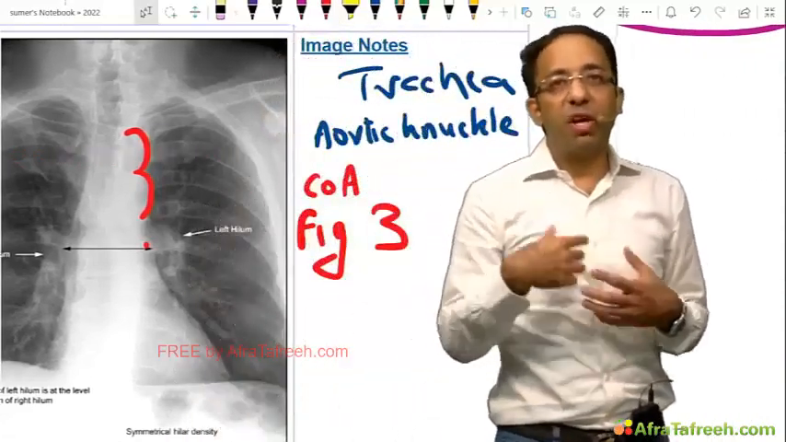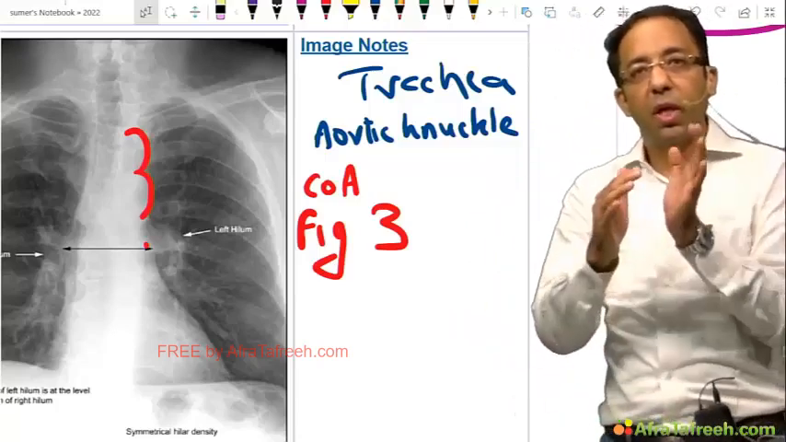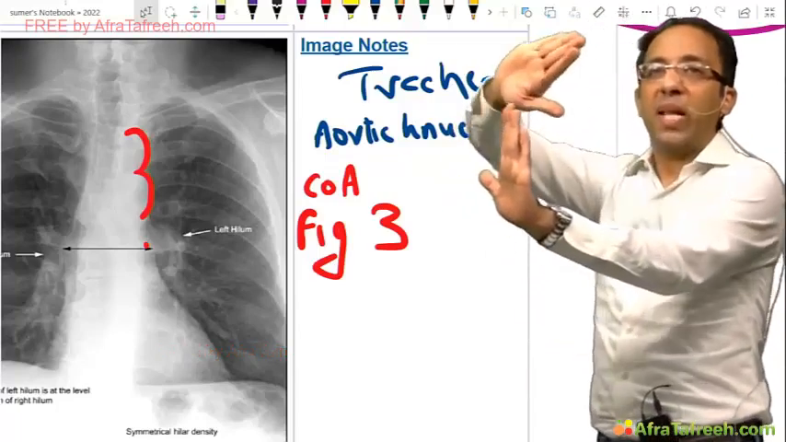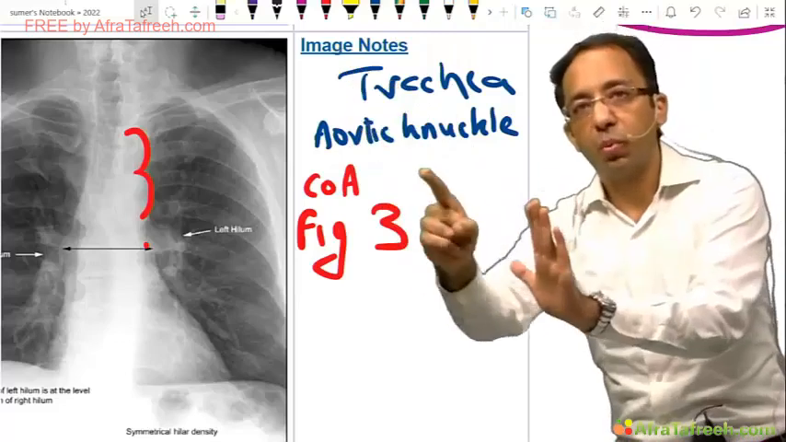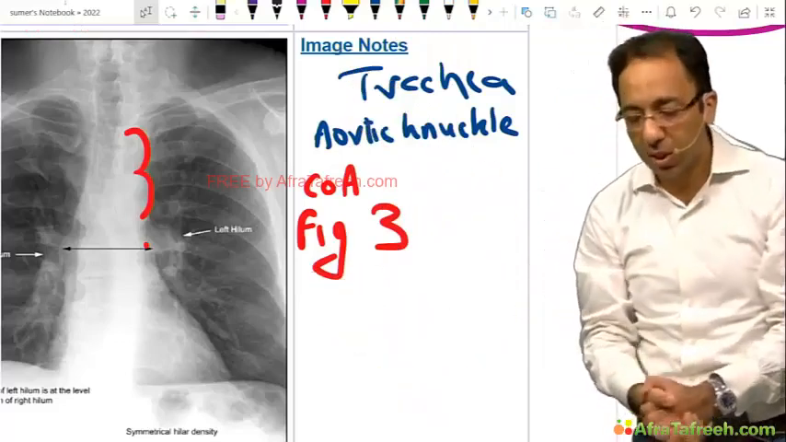Why do we see figure of 3 sign on chest X-ray in coarctation of aorta? It is because there is a bulge because of the aortic arch. Above it, dilated left subclavian also causes a bulge which becomes like a number 3. Figure of 3 sign, coarctation of aorta. Everybody gets it? Okay, beta.